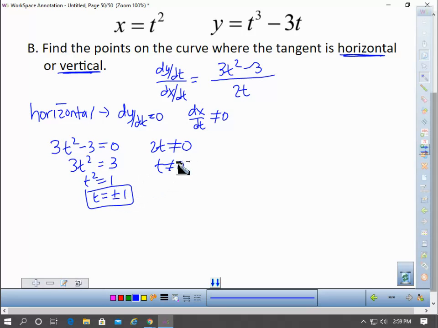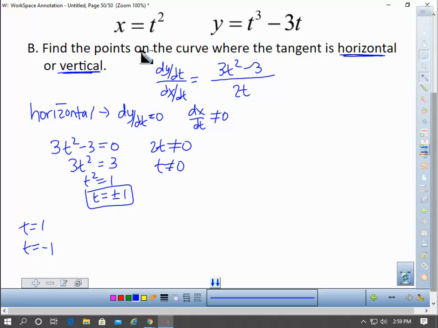I just can't have whatever answer comes up here in this group. So if this had been t can't equal 1, then my answer would only be negative 1. So it just depends. You just don't want to have the same. All right. So that means my answers are t equals 1 and t equals negative 1.